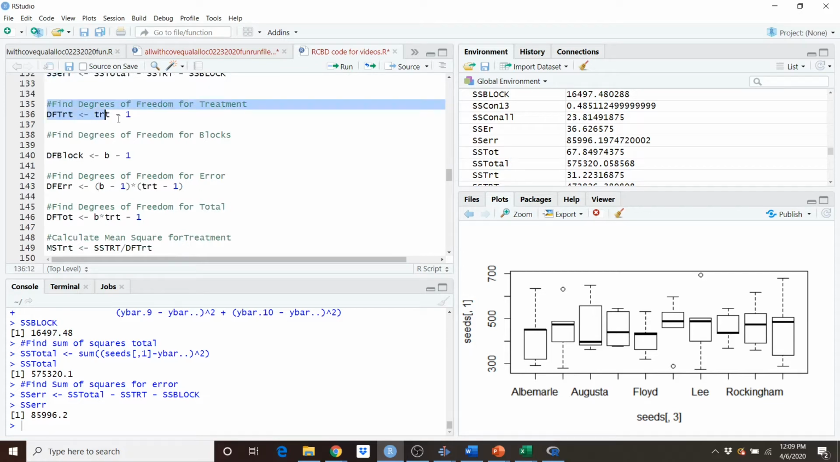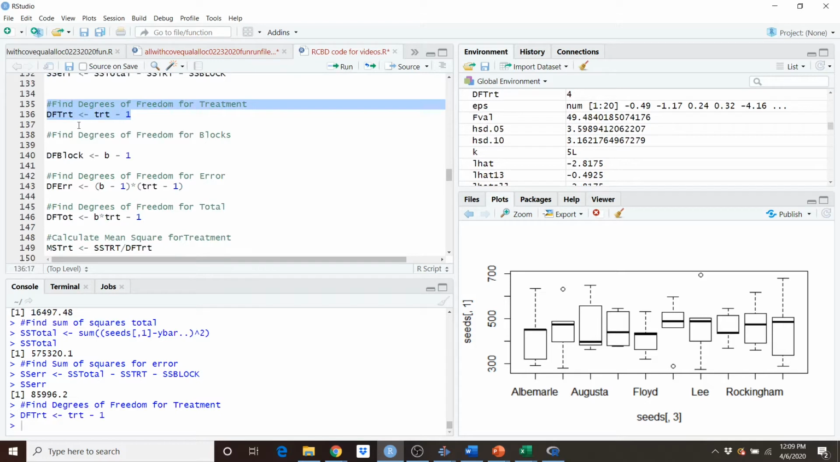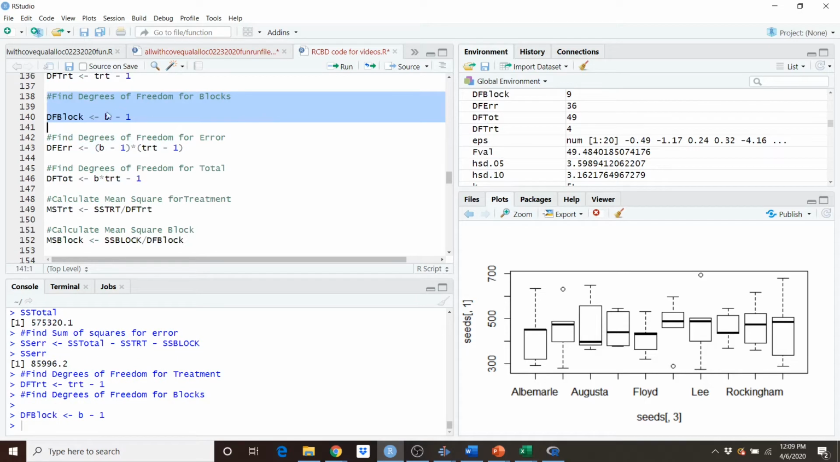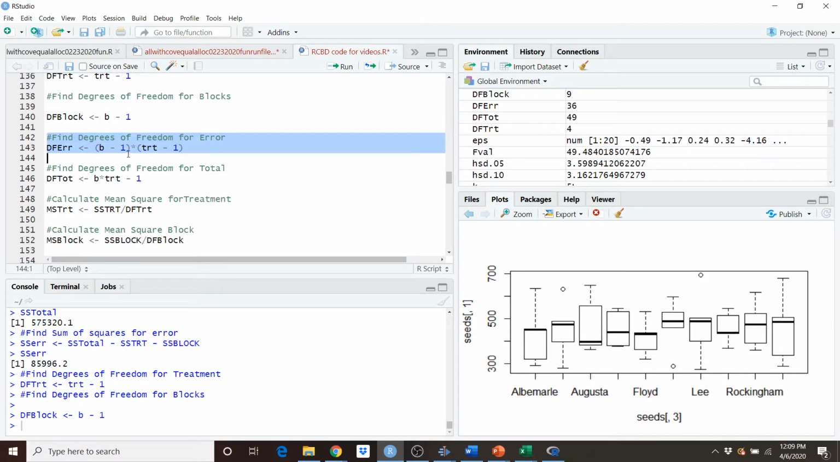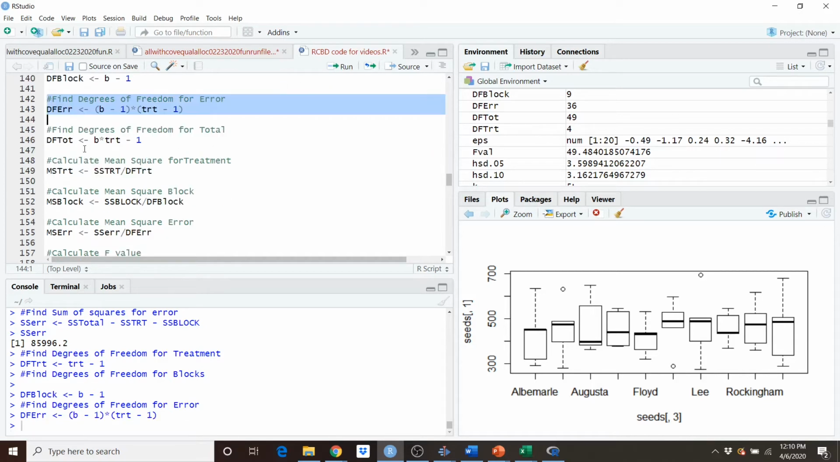Now let's find our degrees of freedom. Degrees of freedom of treatment is number of treatments minus 1. Degrees of freedom for blocks, number of blocks minus 1. Our degrees of freedom for error is our number of blocks minus 1 times our number of treatments minus 1. In other words, degrees of freedom for block times degrees of freedom for treatment. And then degrees of freedom for total is number of blocks times number of treatments minus 1.